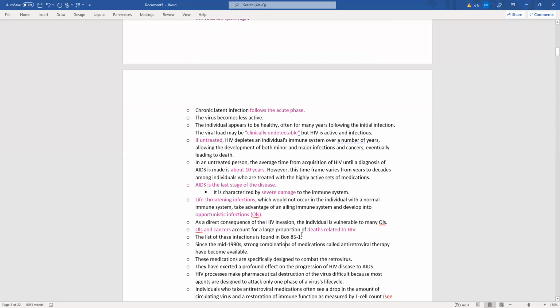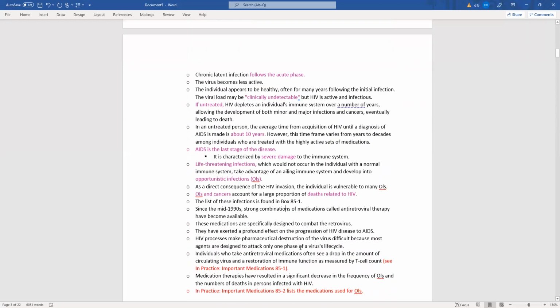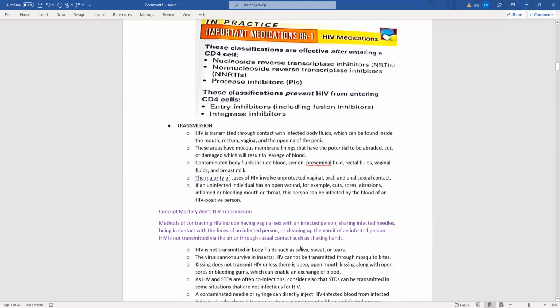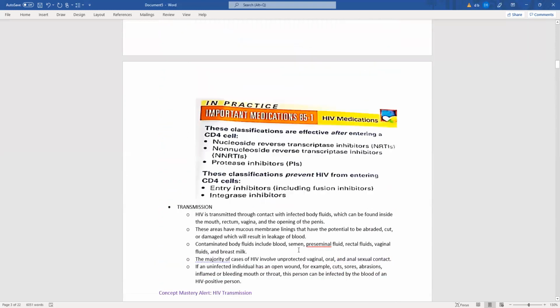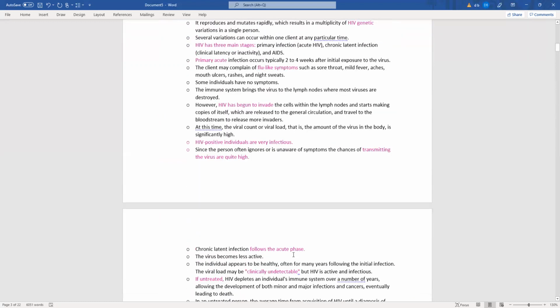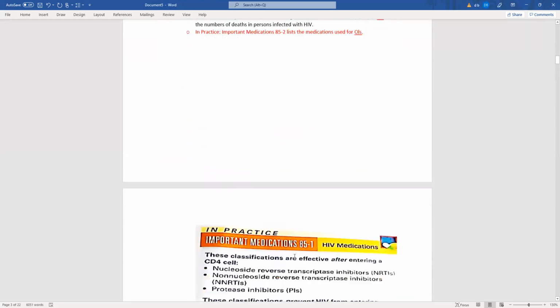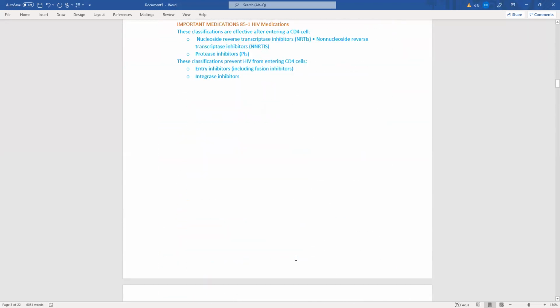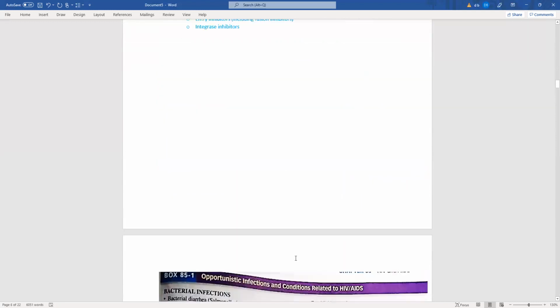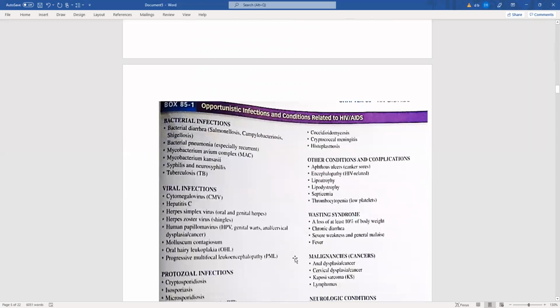So if you go to the box, it's somewhere in here. I think it's this one. Let me see. Now we need to look at the opportunistic infections. Here we go. Let's look at this real fast.